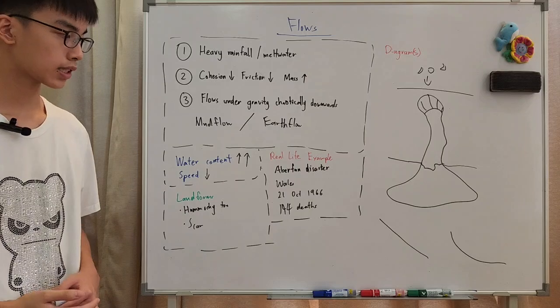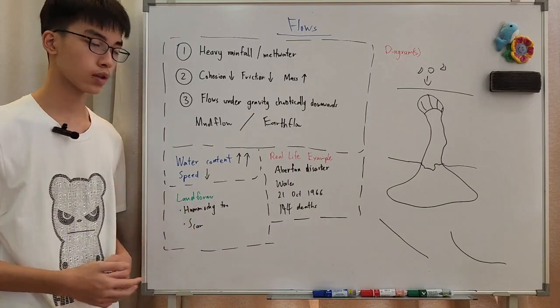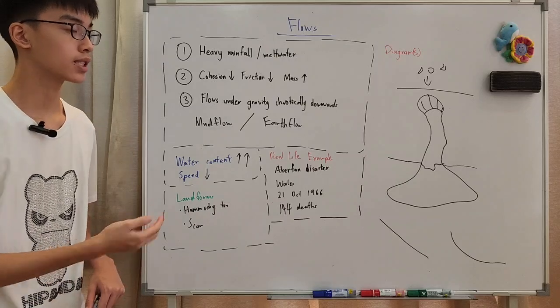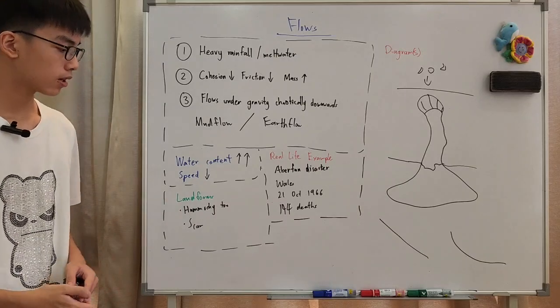The Aberfan disaster in Glamorgan, Wales on the 21st of October 1966, where there was 144 deaths, is a good example of a flow. So this sums up for a flow.